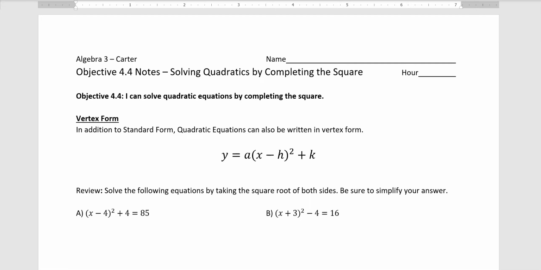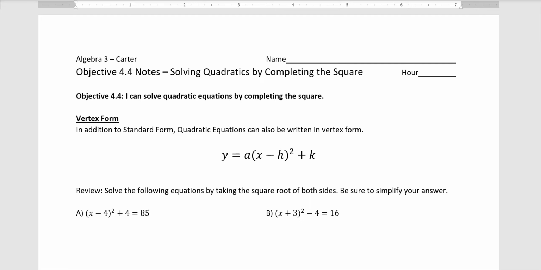Objective 4.4 says I can solve quadratic equations by completing the square, and that, my friends, is what we're going to do today. So, completing the square is another process that we can use to solve quadratic equations. We've talked about solving by factoring, solving by the quadratic formula. We're going to review extracting square roots, which is one that we did way back in Unit 1, and now we're going to complete the square.